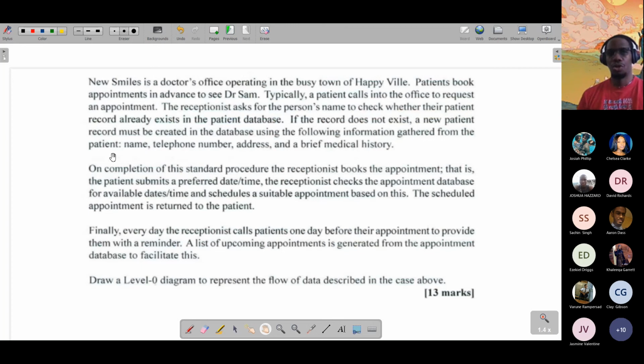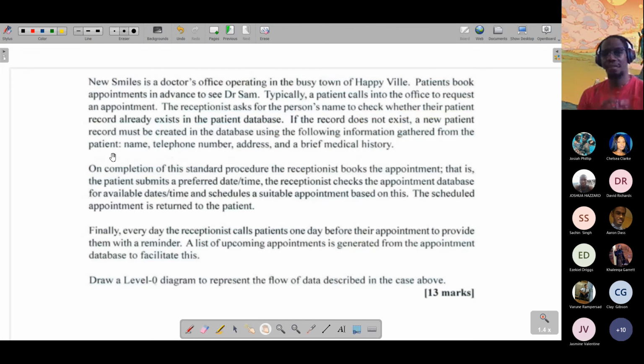Okay, so I'll read it through. Patients book appointment. New Smiles is a doctor's office operating in the busy town of Happyville. Patients book appointments in advance to see Dr. Sam. Typically, a patient calls into the office to request an appointment. The receptionist asks for the person's name to check whether their patient record already exists in the patient database. If the record does not exist, a new patient record must be created in the database following information gathered from the patient.